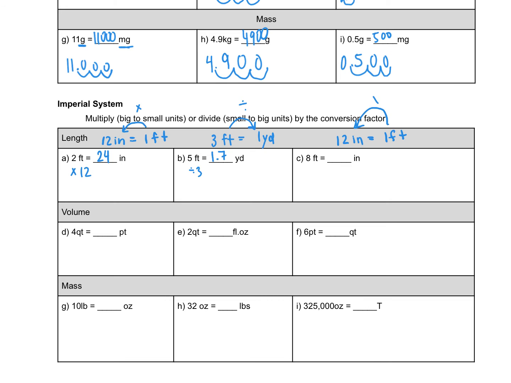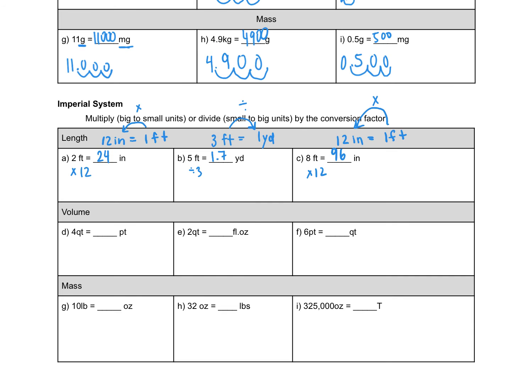So you should multiply. 1 foot is 12 inches. I have 8 feet. I'm pretty much adding that 12 8 times. But I don't want to add 12 8 times. I'm just going to multiply 8 by 12 to get 96 inches.